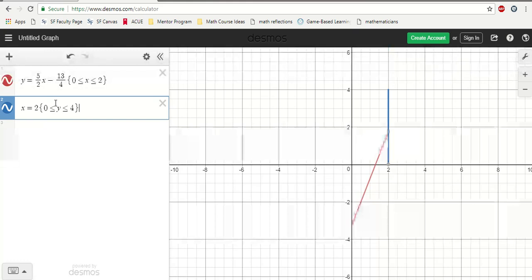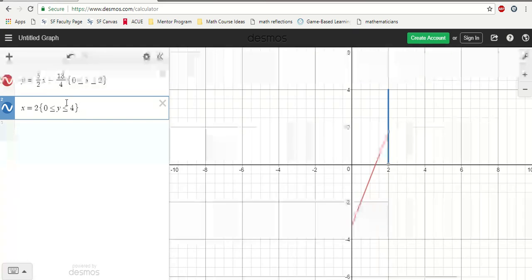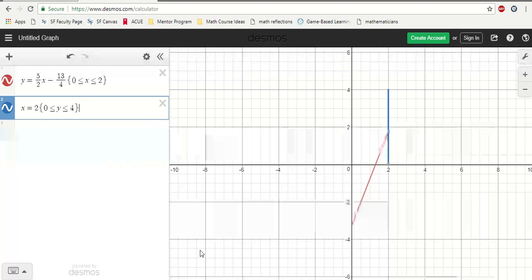So just a little note about vertical lines, because those might show up in your graph. It's not a domain restriction for a vertical line. You have to restrict the range.